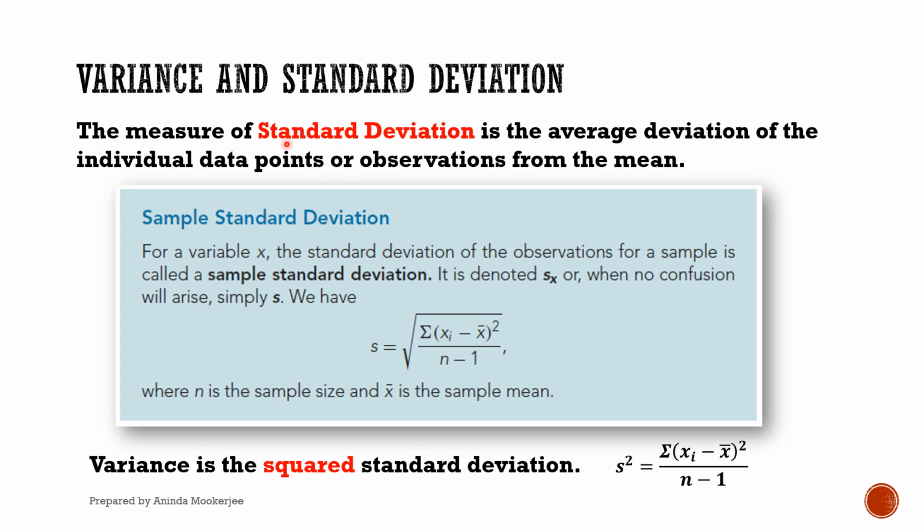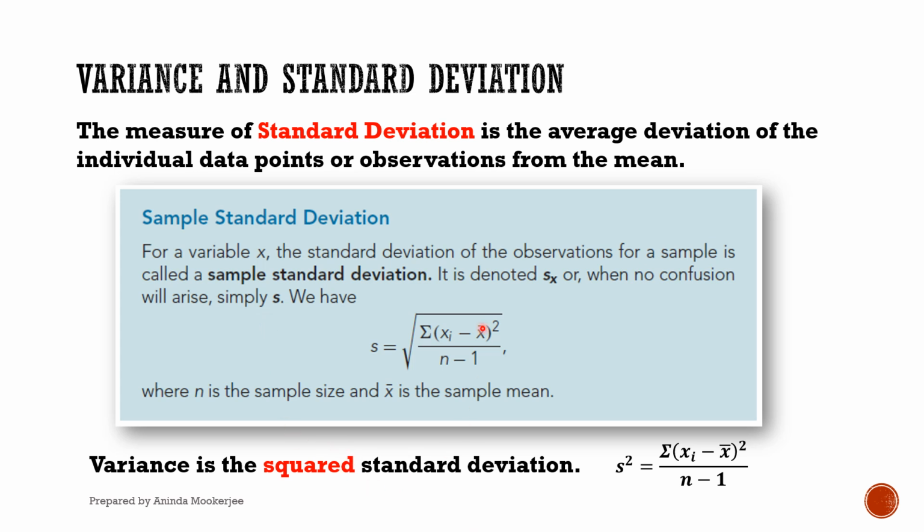It says here the measure of standard deviation is the average deviation of the individual data points or observations from the mean. So what it does is we have to first know the mean of our data set, and we are talking about sample standard deviation. The formula given here is for the sample standard deviation. But we can also find the standard deviation of the population, and that's a slightly different formula. But let's talk about the sample standard deviation, because most of the time we'll be working with the sample.